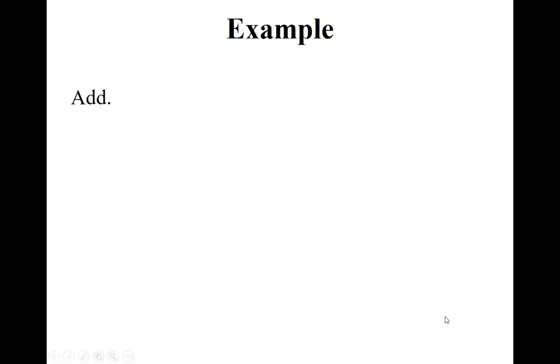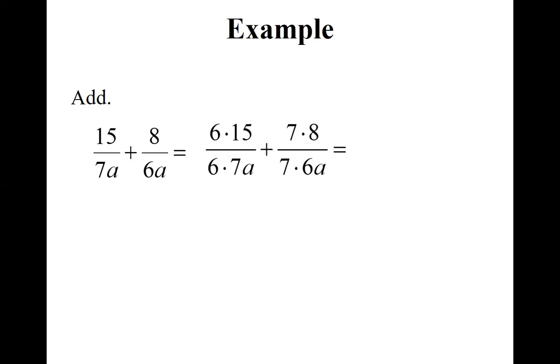So let's add 15 over 7a plus 8 over 6a. We're adding, and we do not have the same denominator. We need a common denominator. We look for the common denominator of 7a and 6a. The individual factors are 7, 6, and a. They're all to the first power. So 7 times 6 times a is going to be the common denominator.